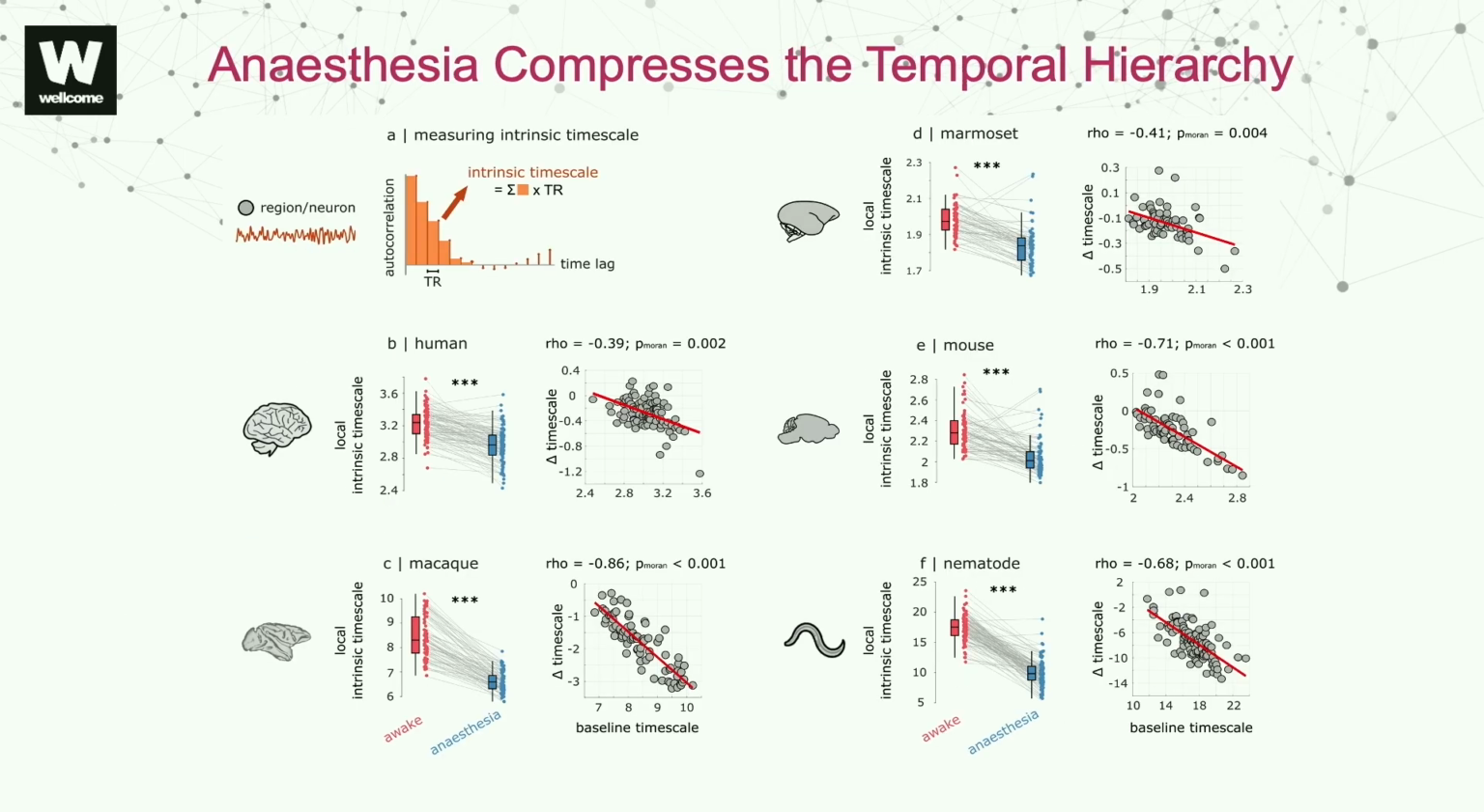And we find that, in fact, across all of these different species, the intrinsic timescale of the region or neuron at rest during wakefulness is predictive of how much the loss of autocorrelation will be. And in particular, you can think of this a bit like progressive taxation in the brain. The more you have, the larger your autocorrelation at the beginning, the more that will drop under anesthesia, regardless of the anesthetic, such that overall, the hierarchy of temporal intrinsic timescales is becoming compressed under anesthesia.